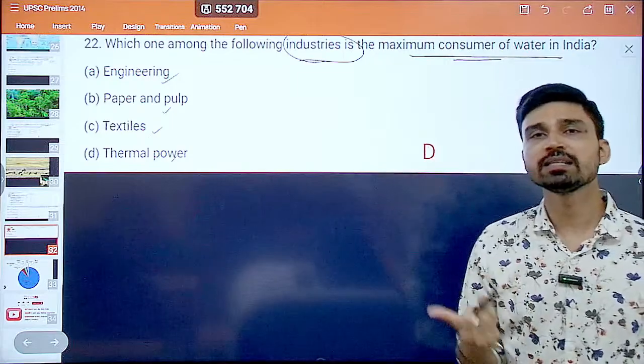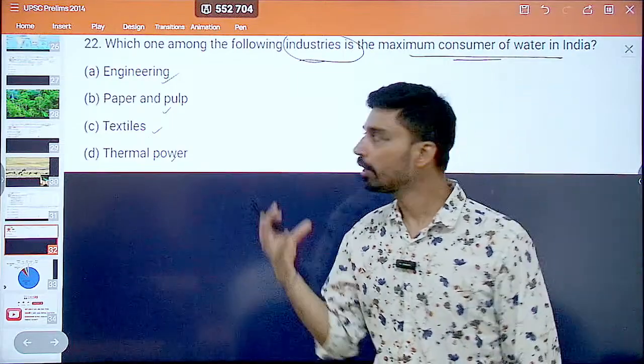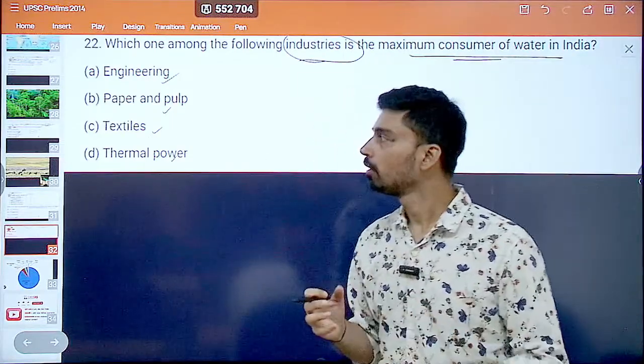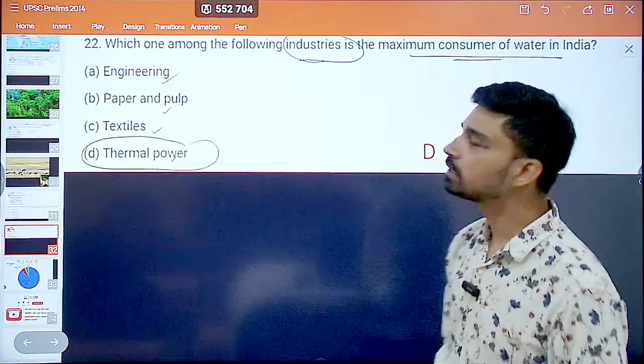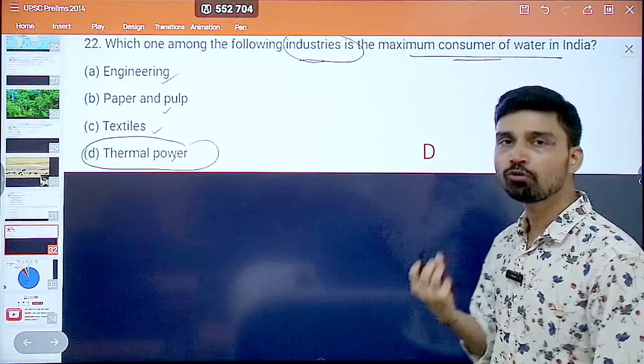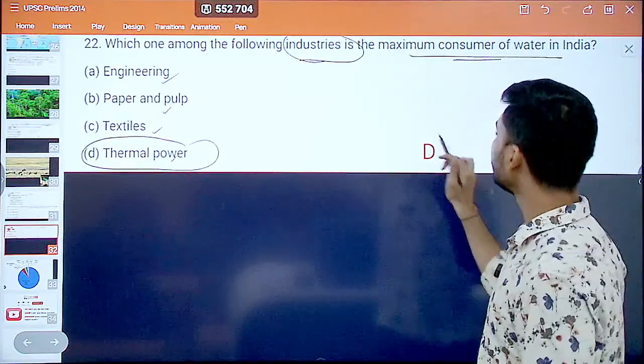That means they are less water efficient industries and require a huge volume of water for production. But out of these 4, thermal power is the one that uses a gigantic volume of water in its process, and the correct answer is D.